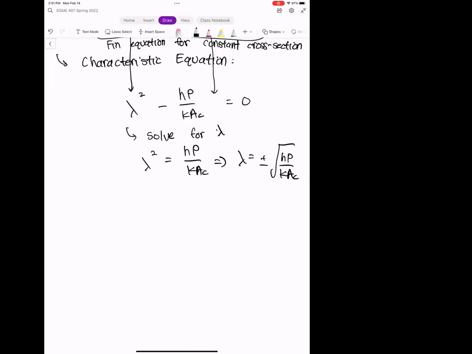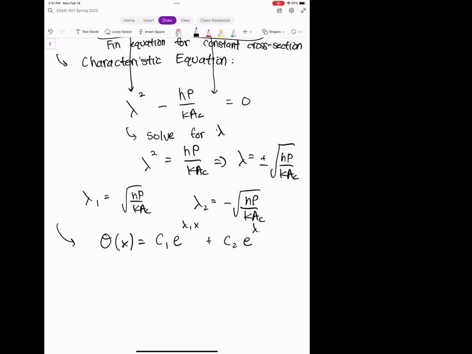And so now that we solved for lambda, we'll call lambda 1 equal to positive square root of hP over kAc, okay? And lambda 2 is equal to minus square root of hP over kAc, okay? Right? And so once you found the roots of the characteristic equation, then our general solution here is phi of x is equal to C1 e to the lambda 1 x plus C2 e to the lambda 2 x. Okay.